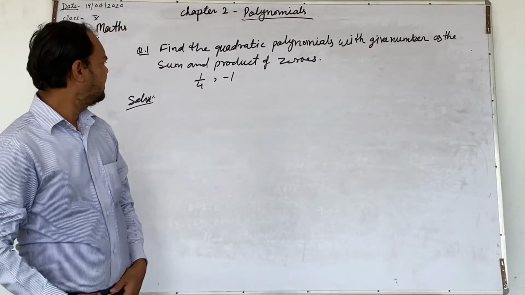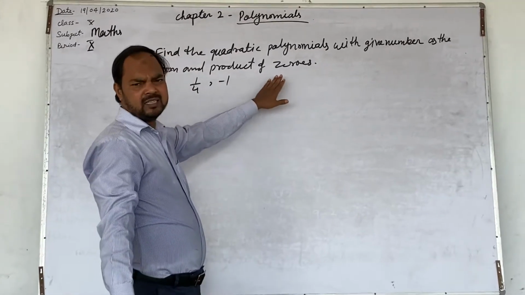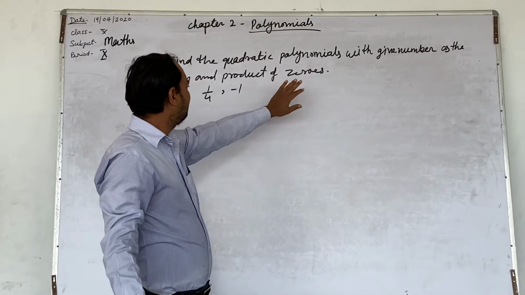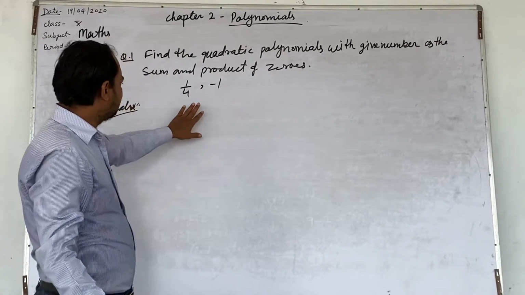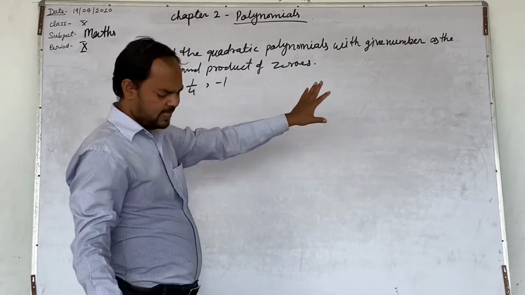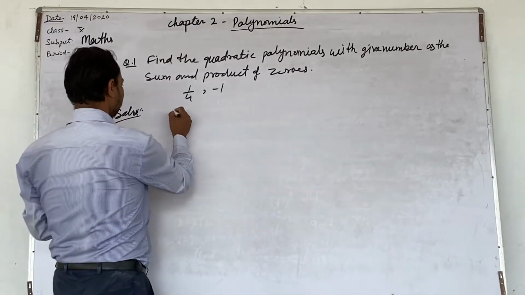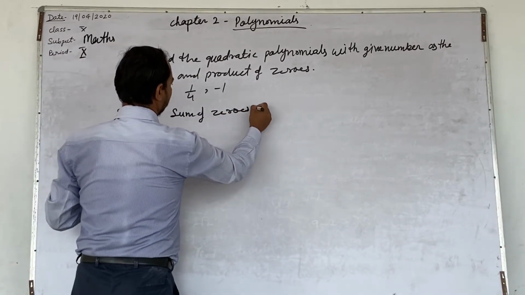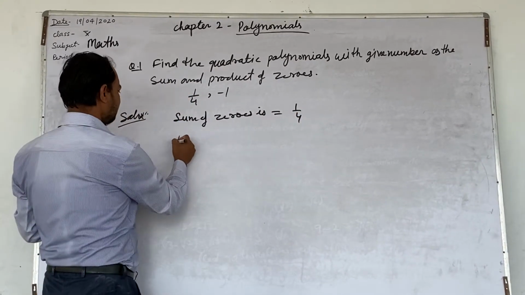Dear students, yesterday we studied zeros of a polynomial and the relation of zeros with coefficients of a quadratic polynomial. Here I want to frame a quadratic polynomial whenever the sum of zeros and product of zeros are given. Also there may be two zeros given. So here the sum of zeros is equal to 1 upon 4. It is given.